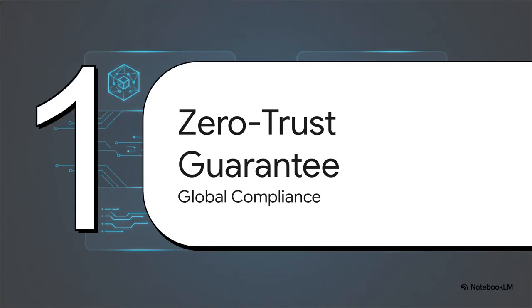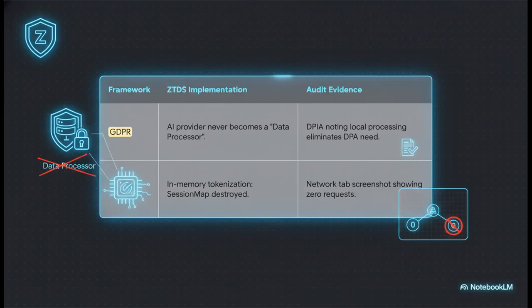So what does all this technical proof really mean for a business? Well, it translates directly into a zero-trust guarantee. And that has massive implications for risk, for liability, and for global compliance. Let's just quickly break this down.